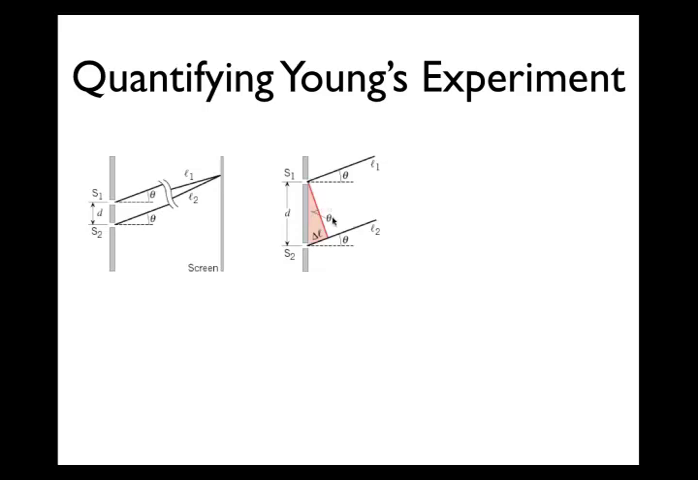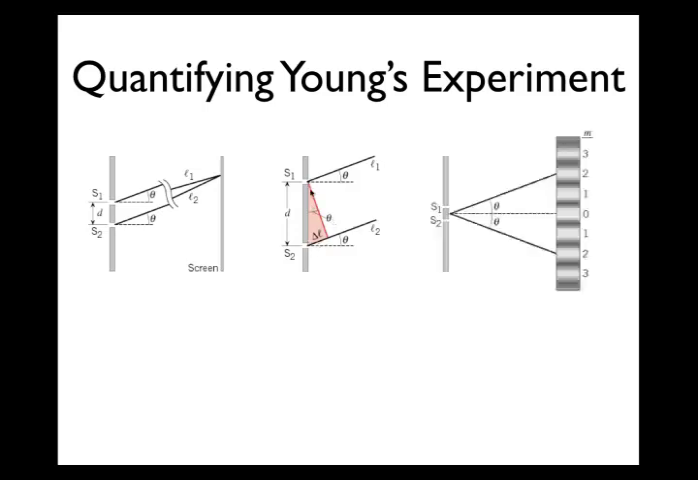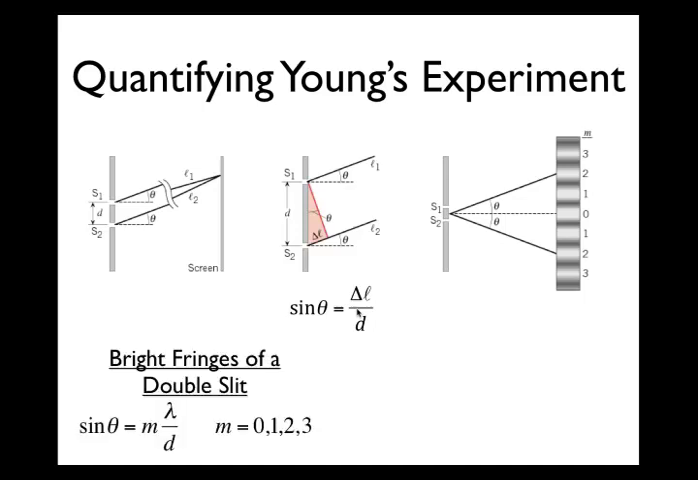Okay, so I have a right triangle where I know theta, I know the opposite side of the triangle, and I know the hypotenuse of the triangle, and that's going to come into play in just a second. At different angles theta, you get the first, second, third, fourth, etc. bright spot on the pattern on the wall. Well, sine of theta relates the opposite side, the path length difference, and the hypotenuse, which is the distance between slits, and we can write that sine theta equals that path length difference over d.